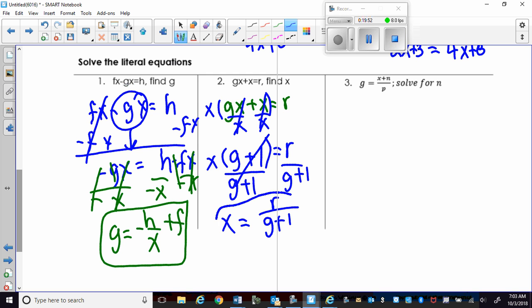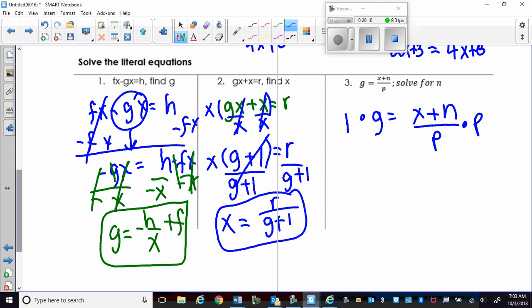And I circle my answers. Number 3, we're solving for n. We have g equals x plus n divided by p. Recall when I said you want to get rid of a number on the bottom of a fraction, you multiply by it. You get pg equals x plus n because the p's cancel.